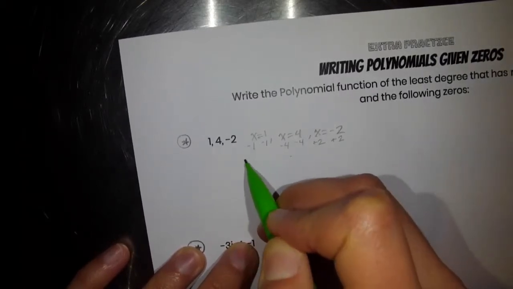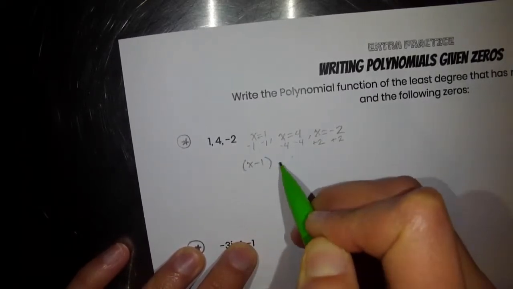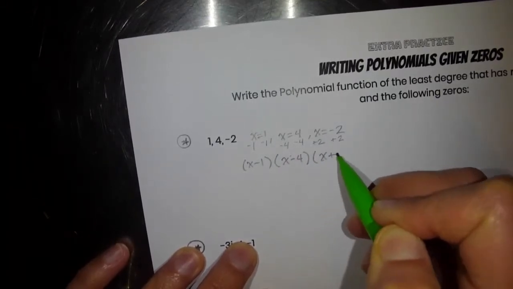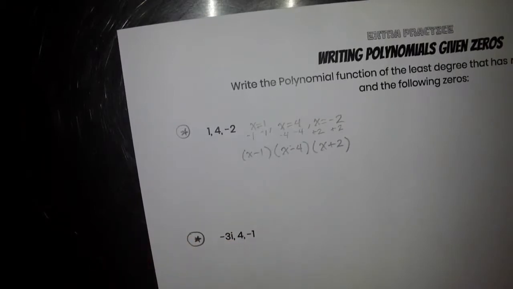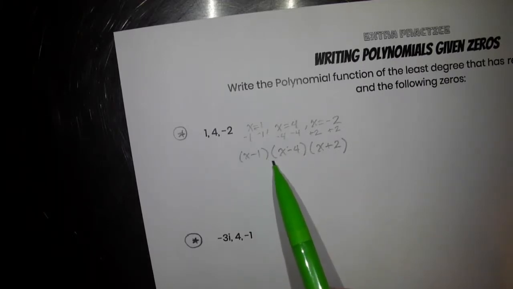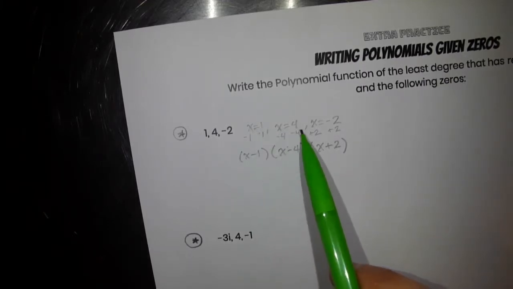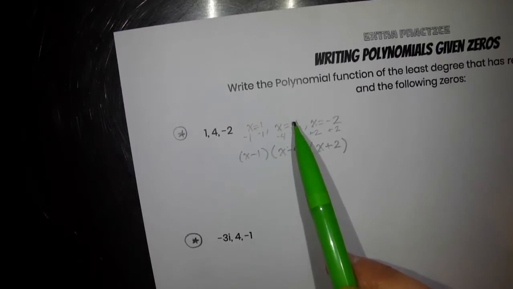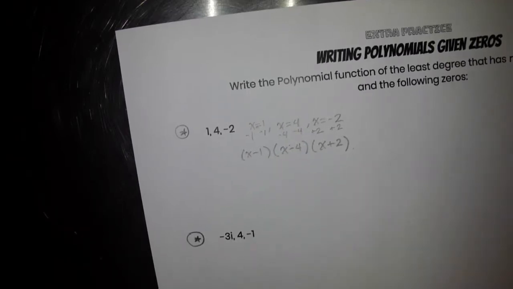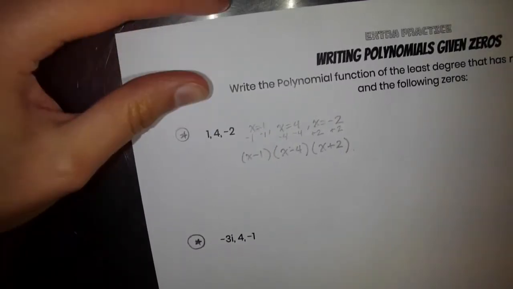Remember, we set each expression equal to 0 to solve. So x minus 1 will be here, this will be x minus 4, and this will be x plus 2. So we're just moving backwards from what we've already been doing. When we have factors like this, we set them each equal to 0 and solve to get these numbers. So we're doing the opposite, getting these equal to 0 to find the factors. And then we would just do our multiplication.